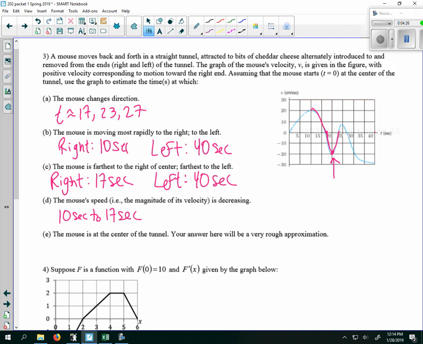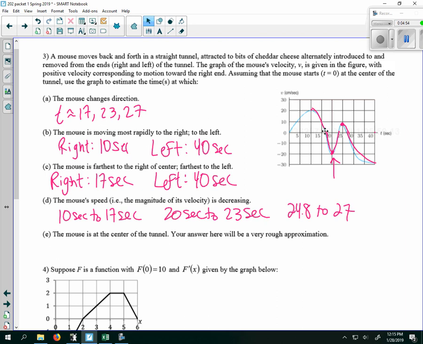And then 20 seconds to 23 seconds, it's decreasing. And then this looks like 24.8 to 27 seconds. And then from there, it's just speeding up again.